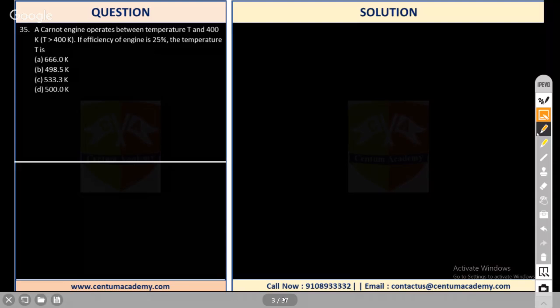Okay, 35th one, all of you are getting C. 533.3 Kelvin. Yeah, it's the direct formula. Okay, efficiency of Carnot engine. I'll not solve this. I'll just write down the formula here. Efficiency eta is equal to T2 minus T1 divided by T2.